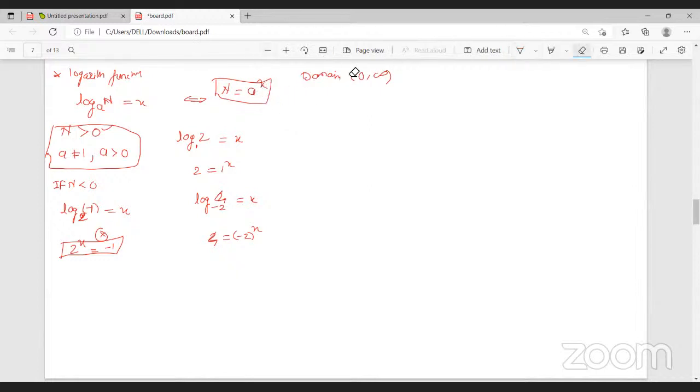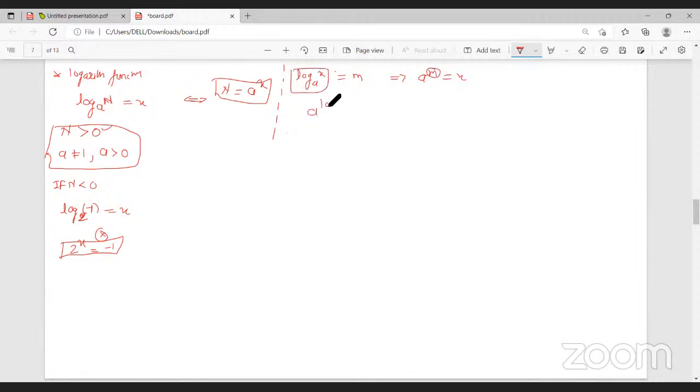Okay, I think it is clear, right? Now let us discuss a few properties. If you know these properties, you can simplify any logarithmic function, right? Let us take the example here only. Say log of x to the base a equals m. So I can write it as a to the power m equals x, right? But what is m here? This thing, right? So a to the power log of x to the base a equals x, right?